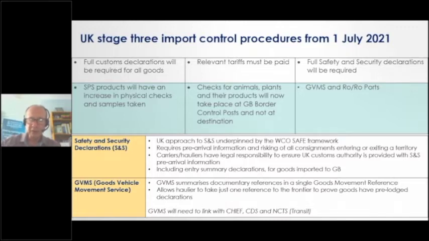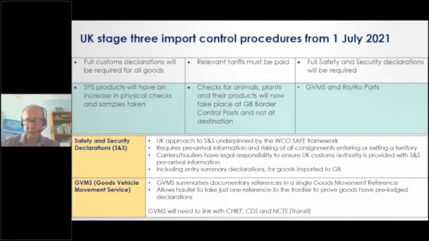So full customs declarations are required for all goods from the 1st of July. Relevant tariffs must be paid. Full safety and security declarations will be required. So as the UK will be a third country outside the European Union, an exit declaration will be required in the European Union. That will apply from the 1st of January, but the entry declaration into the UK applies as at the 1st of July. So full safety and security declarations are required from the 1st of July.